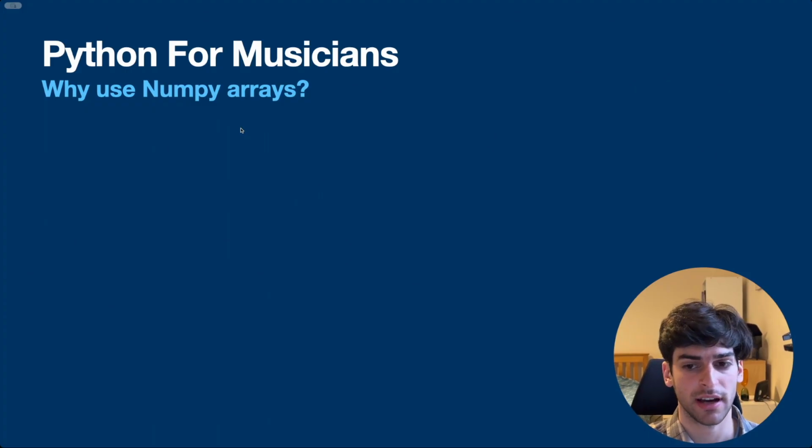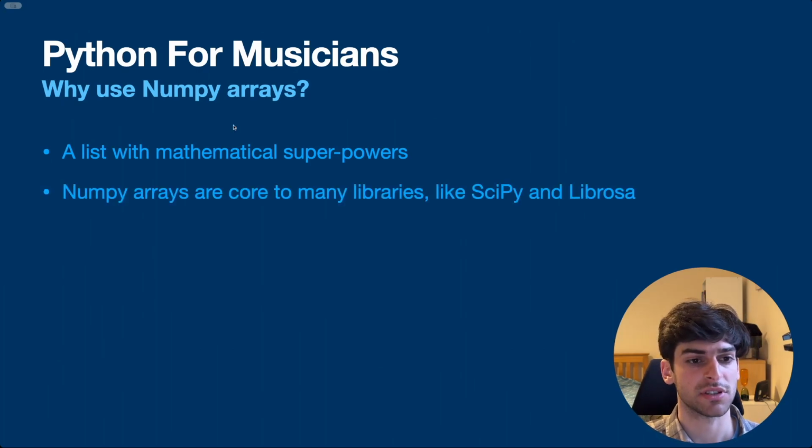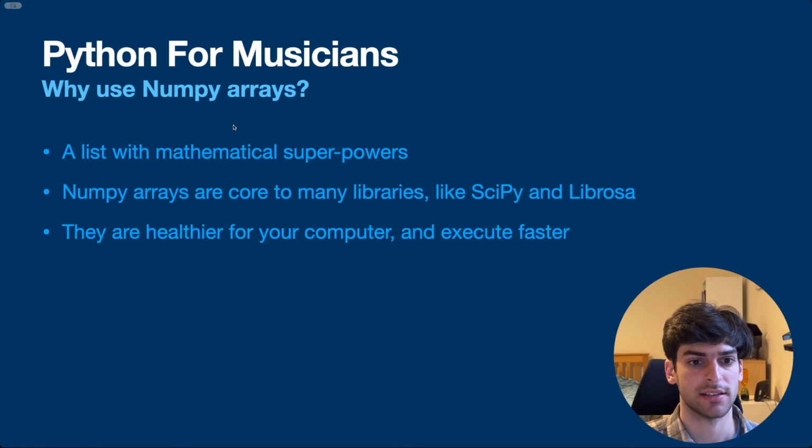So now that we've had a look at lists in action, let's talk a bit about NumPy arrays. What is a NumPy array and why use it? A NumPy array can be thought of as a list with mathematical superpowers. Another reason to use NumPy arrays is that they are foundational to many other libraries, both that we would use and to the wider community. And finally, the last reason to use NumPy arrays is that they are healthier for your computer, in that they use less space and math with them is executed much faster than math with a list.